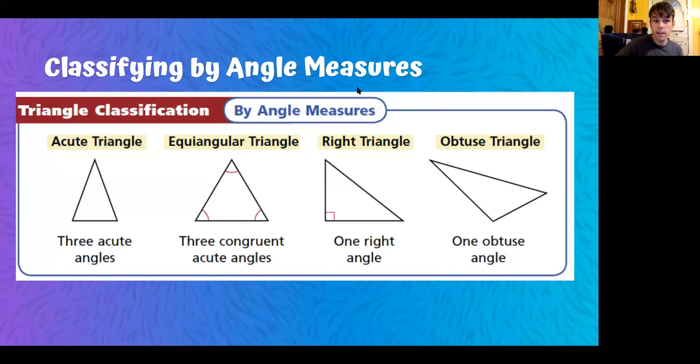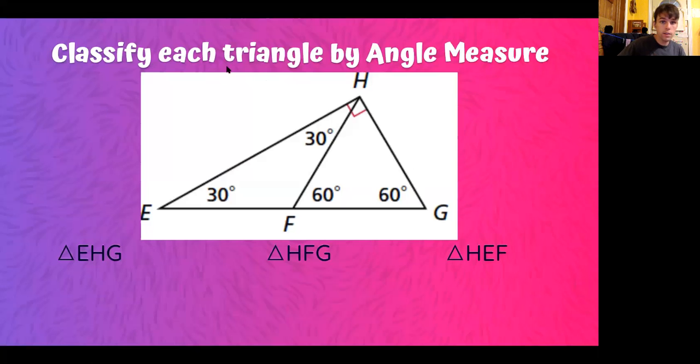So that's classifying a triangle by its angle measurements. So let's take a look at this example. Let's go ahead and try to classify each of these triangles here by the angle measurements. As we go through this, I'm going to highlight what triangle we're talking about. So the first one is EHG. EHG. That means those are the vertices of my triangle. So I'll go ahead and connect those. So this is the one we're talking about.